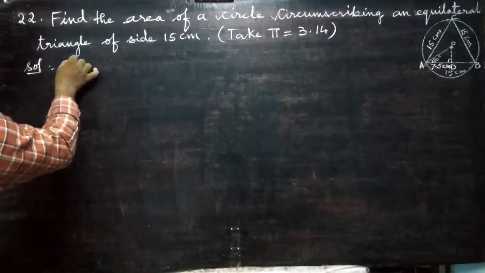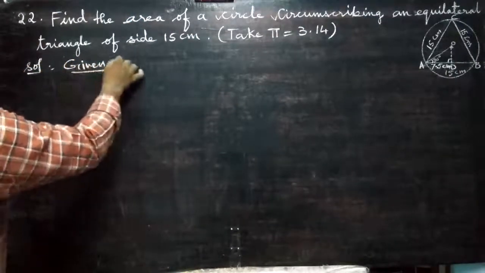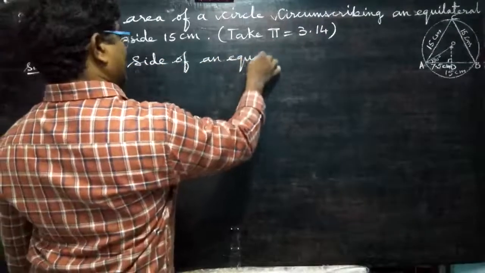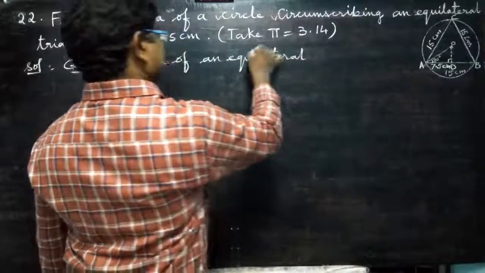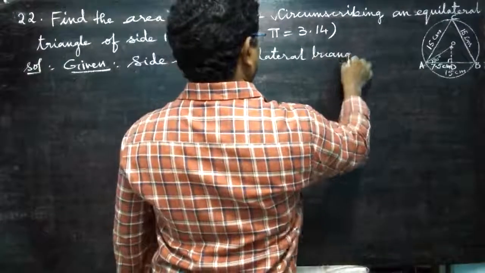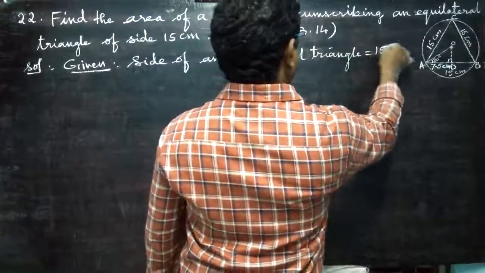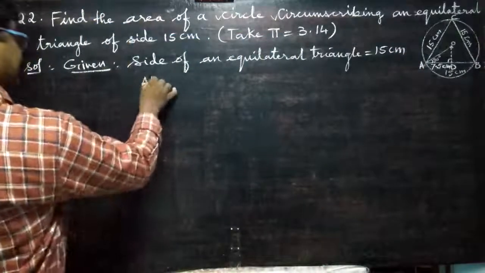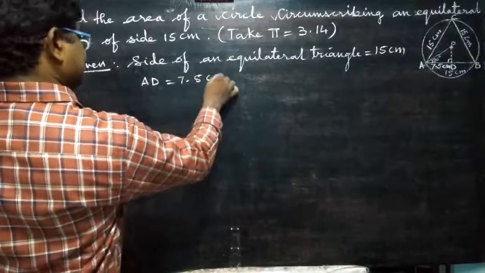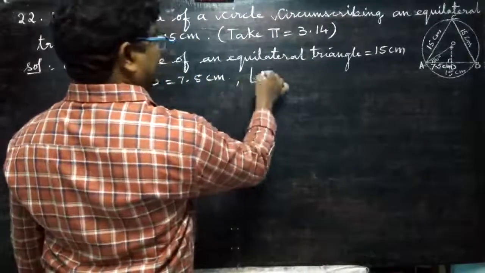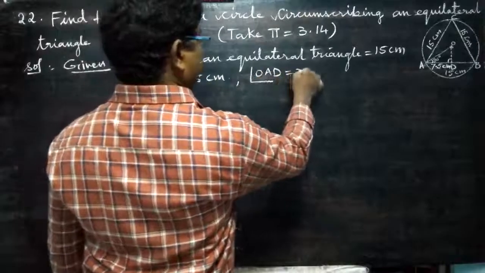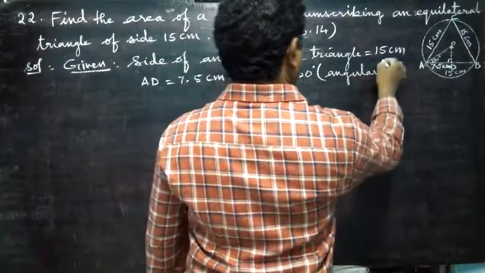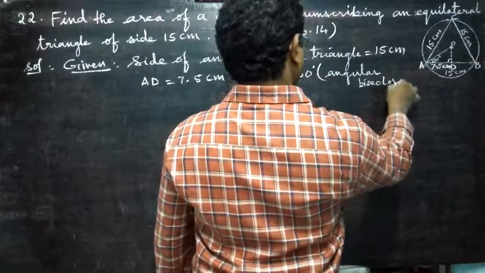Solution. What is given? Only the side of an equilateral triangle. How much they have given? 15 centimeters. Now AD is equal to 7.5 centimeters. Angle OAD is equal to 30 degrees, angular bisector. Write that word. Next.